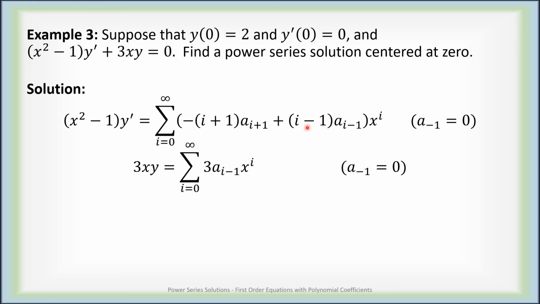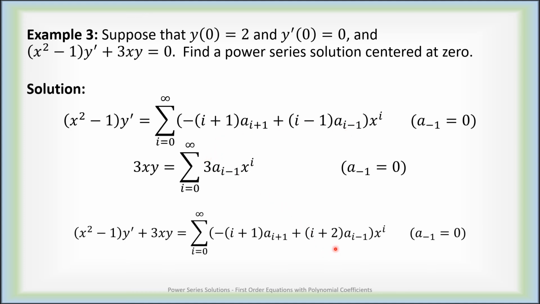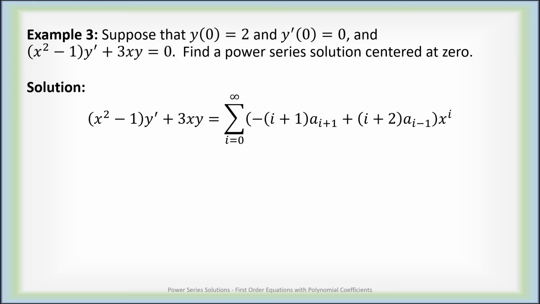Now, if I add these two things together, notice I'll have this times a_{i+1}. However, I'll have (i minus 1) a_{i-1} plus 3 a_{i-1}. That gives me (i plus 2) a_{i-1}. So here is a power series for our differential equation. Again, with that assumption that a sub minus 1 is 0, I am free to start this at index 0.